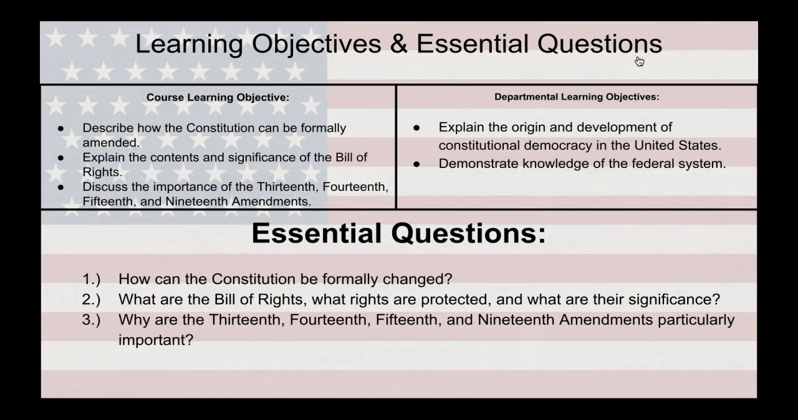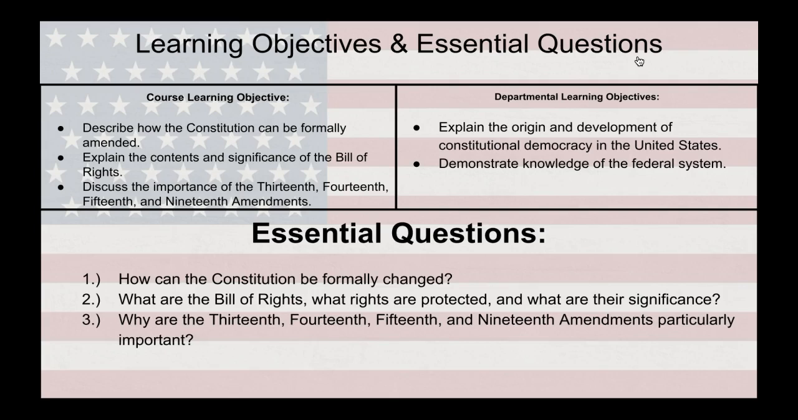And so we look at our learning objectives for the course: describe how the Constitution can be formally amended, explain the contents and significance of the Bill of Rights, and discuss the importance of the 13th, 14th, 15th, and 19th Amendments. Our departmental learning objectives are to explain the origin and development of constitutional democracy in the United States and demonstrate knowledge of the federal system.